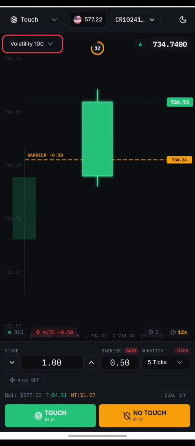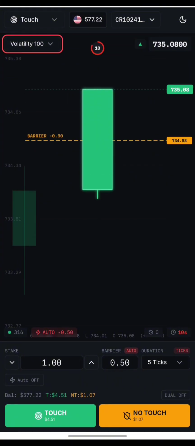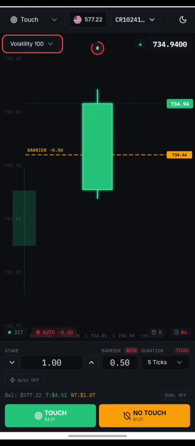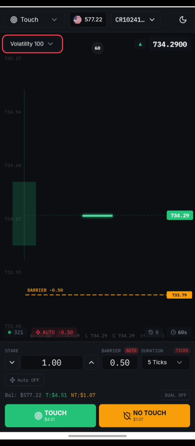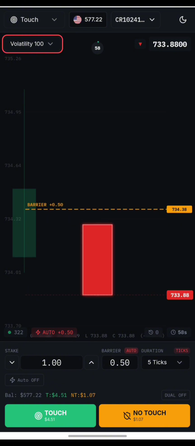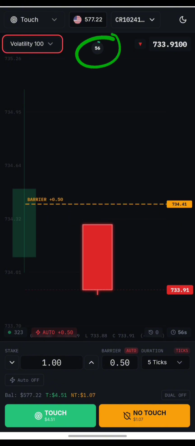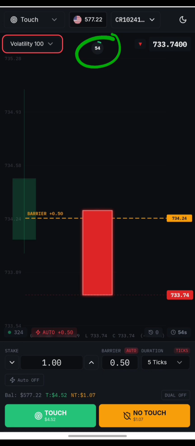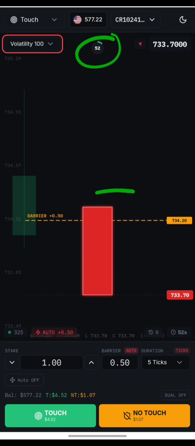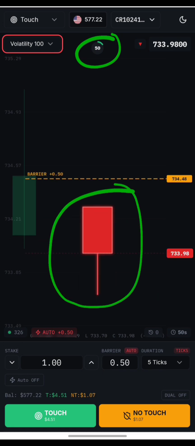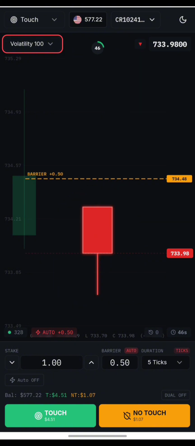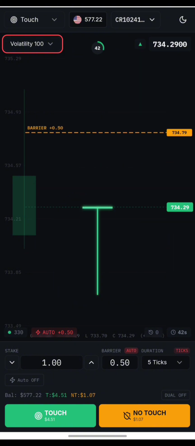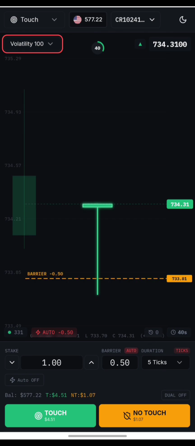This strategy works well with volatility 100. Don't trade any other volatility apart from volatility 100. What we are going to be using here is this timer right here. The timer starts at 60, meaning it's a 1 minute candle, and the candle itself is this one. Let me go ahead and adjust my settings because we want to trade right away.